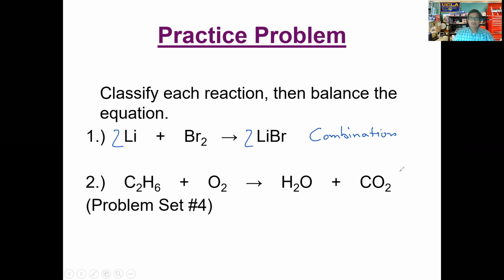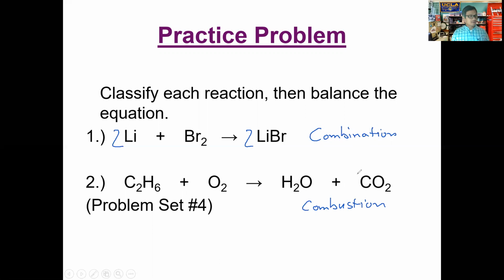Okay. We're going to take a look at the second one. And the second one is a combustion reaction. And we said that a combustion reaction is a type of combination or synthesis reaction because you're combining 2 reactants together. But in this case, one of the reactants is not an element, but a compound. But if the compound ends up being a hydrocarbon, we know that the products that will always form will be carbon dioxide and water. So those are the key features of a combustion reaction, which is a specific type of combination reaction.